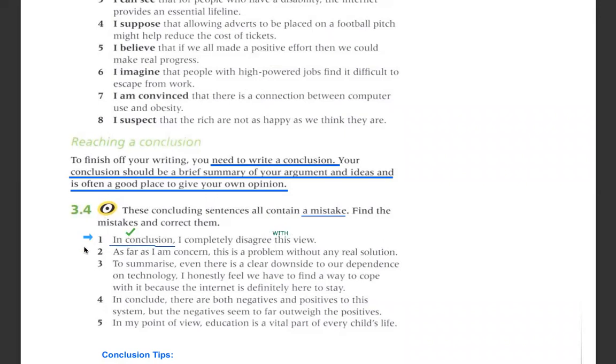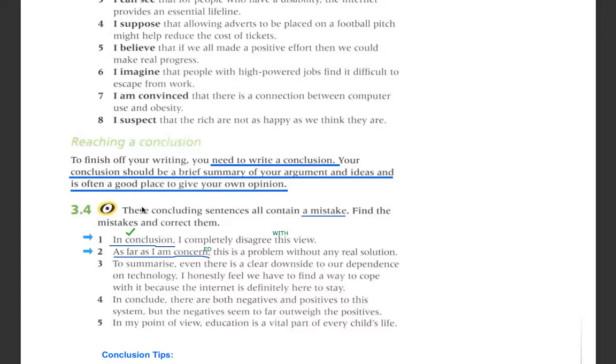All right, number 2. As far as I'm concerned, this problem is without any real solution. Okay, we need ed here, as far as I'm concerned. So this is another phrase for opinion. You can write it down.